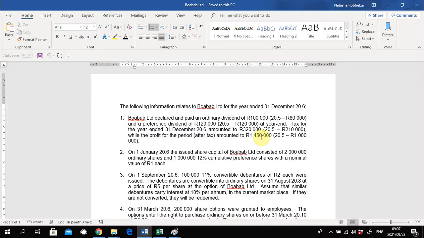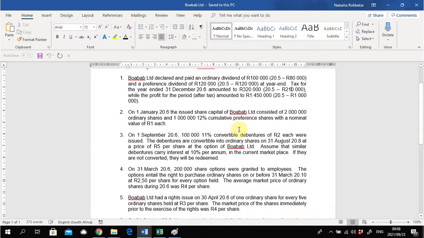A preference dividend of 120,000. In the previous year, it was also 120,000. Then they've given the tax for both years, 320,000 and 210,000. Then the profit for the period after they've deducted the tax was 1,450,000 and 1 million in 2005. In the second note, they say on 1 January 2006, the issued share capital for Boabab consisted of 2 million ordinary shares and 1 million 12% cumulative preference shares.